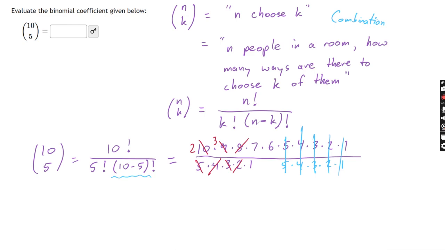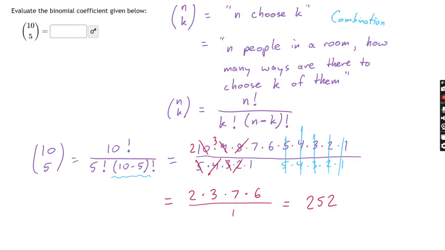So what's left? Well, let's count them all up. There's a 2 times a 3 on top, and there's a 7, and there's a 6. That's all that's left. On the bottom, it's just a 1. So now, by all means, plug this into a calculator. 2 times 3 times 7 times 6. And what you get is 252. Kind of a big number.